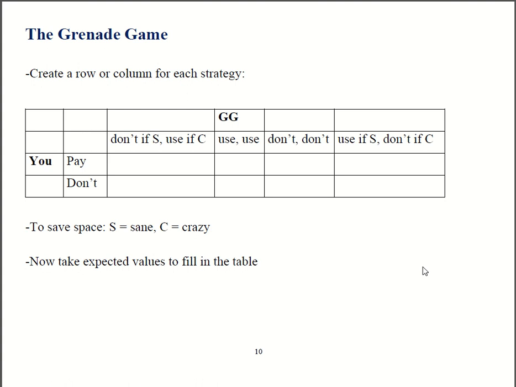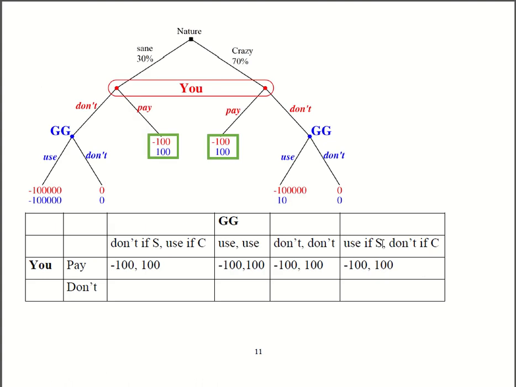So now here's how I'm going to use expected values to fill in the table. We're going to start by picking the low-hanging fruit. We know that if you pay Grenade Guy, the game just ends. So if you pay Grenade Guy, then no matter whether Grenade Guy is sane or crazy, the payoff is going to be minus 100 plus 100. So you can fill in those 4 cells right away with those 4 values. So we're already halfway there.